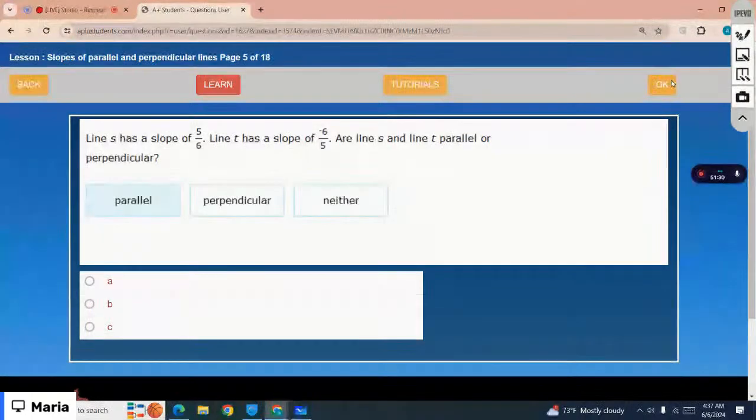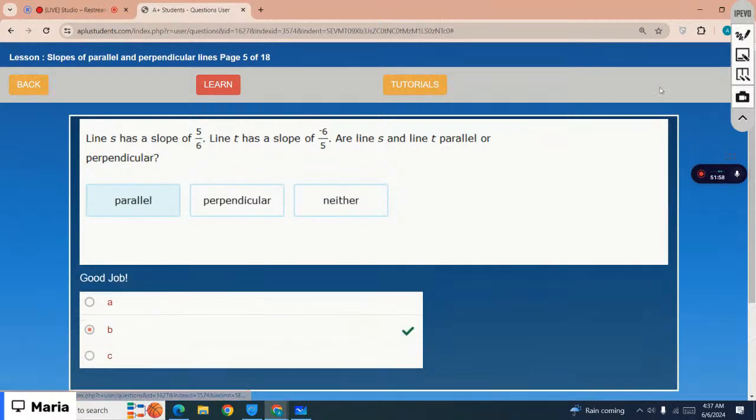Line S has the slope of 5 by 6. Line T has the slope of negative 6 over 5. Are lines S and T parallel or perpendicular? Perpendicular it is, right? Because the slopes are negative reciprocals. So the lines are perpendicular.